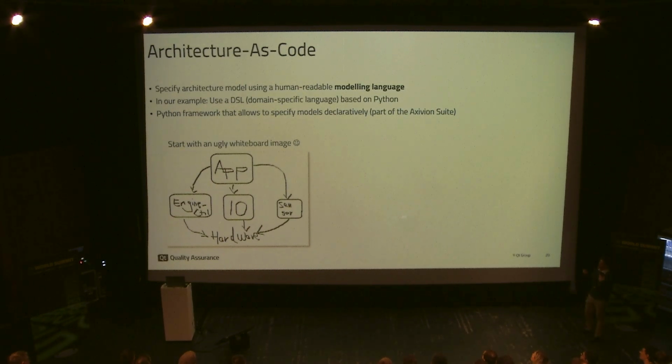And this is what we would like to introduce to you. In our example, you can actually use a domain-specific language which is based on Python. So you write your architecture in Python. So this is the idea. So you do not have another kind of language. If you use Python already, you can actually use Python to express information about your architecture. So there's a Python framework that allows you to specify such models in a very declarative way.